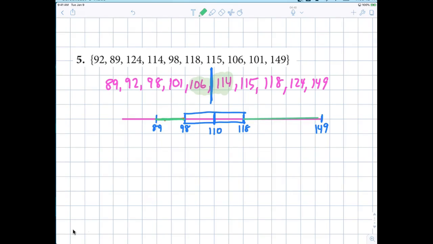So I need someone to tell me the interquartile range. 20. Who said that? How did you do that? I did 118 minus 98. 20. Does everybody agree that's not that hard? It's really not that hard. But if I said what's interquartile range, or median, or 50% of the data points, it's a little bit harder. Is everybody with me?